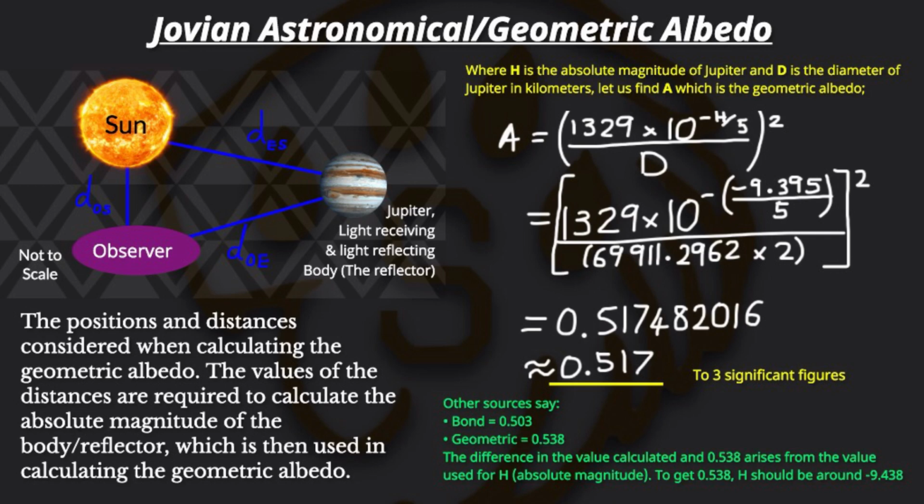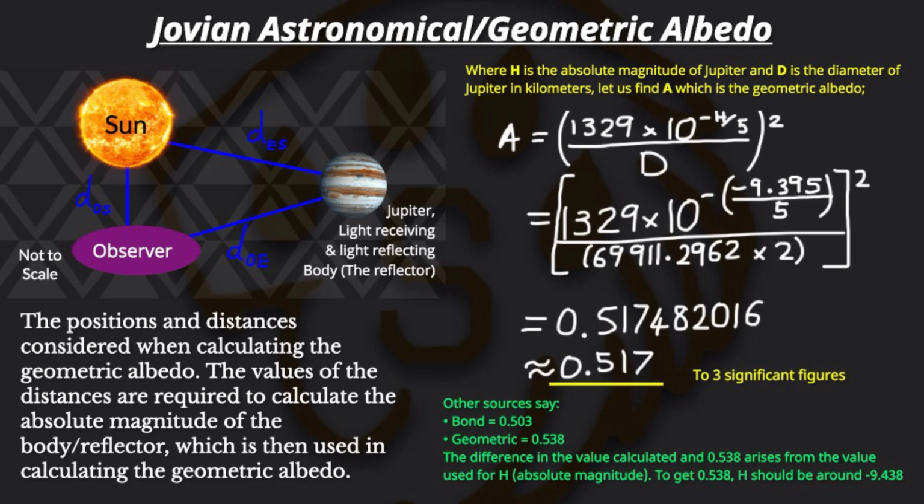And then our D will be the radius times 2, which is basically the diameter. That's why we say it's 69,911. That radius that we calculated before is the one we put there. Then we multiply by 2 so that we get the diameter. And then we divide into that expression on top, in the numerator, and we get our answer there, and then we square that to get 0.517482016, which is approximately equal to 0.517, correct to three significant figures for accuracy.